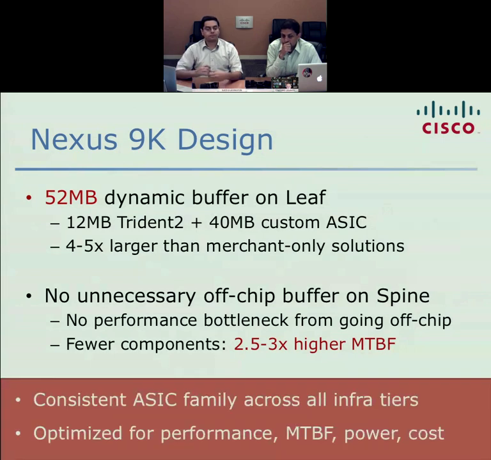So essentially, we decided to use a consistent ASIC family across all the tiers of the leaf-spine fabric, and we really have a design that's optimized for performance, MTBF, power, and cost because of it. So this is very good, because you bring up very good points such as MTBF, power, and cost. By not having the off-chip memory, we designed it with what we call a merchant plus strategy, and we gave more buffering at the leaf because that's where the incast is coming in. Yeah, absolutely. So this is very good.